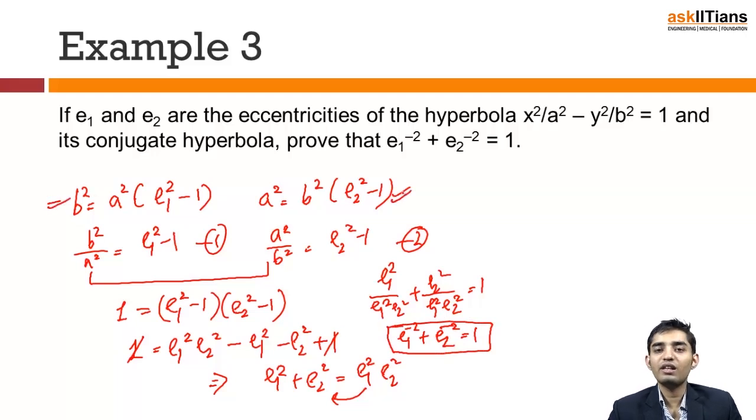You just have to swap a and b if it is a case of conjugate hyperbola. So I think this is pretty much clear to all of you, right? So students, till now we have seen what is the basic definition of hyperbola, and we have also seen what are conjugate hyperbolas and rectangular hyperbolas, and at the end we have also solved some questions, right?